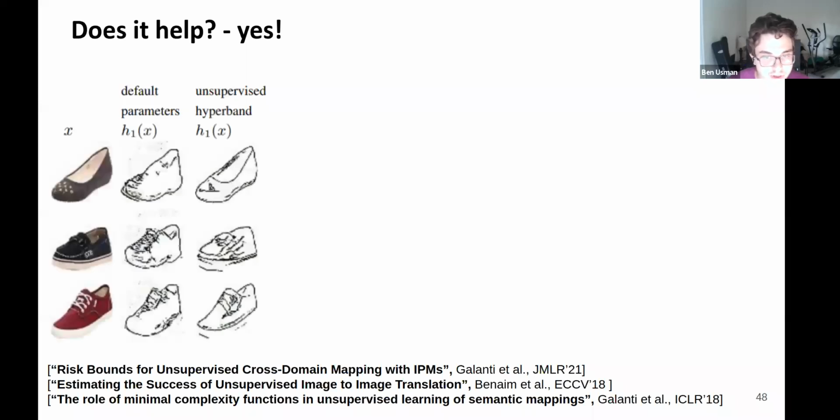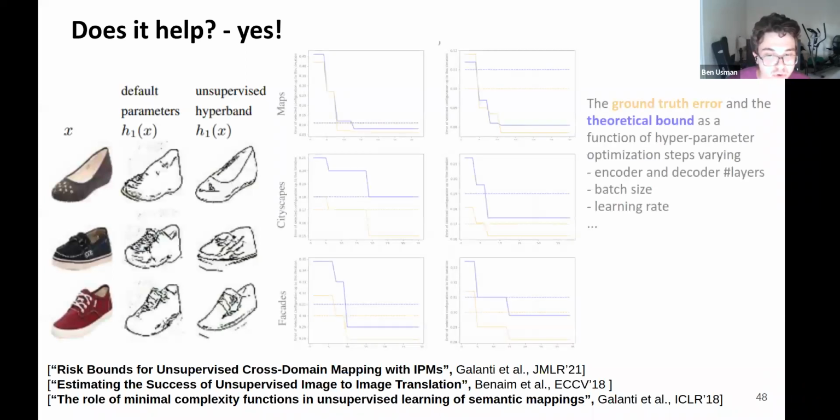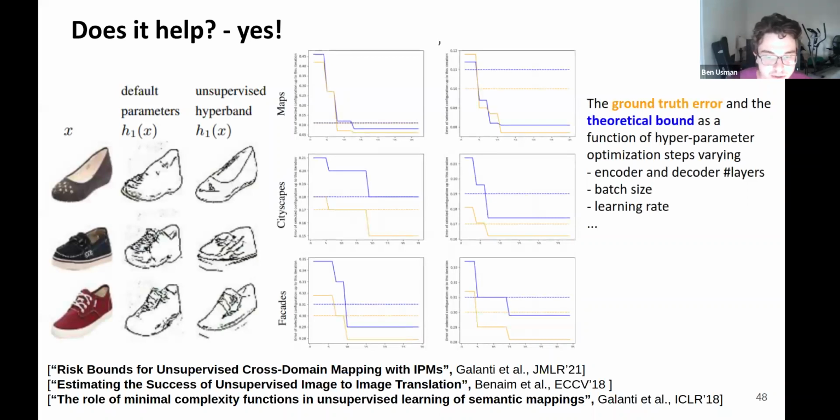And indeed, they look at this unsupervised many-to-one task of predicting shoe outlines from input images. The model with hyperparameters chosen using the aforementioned bound results in outlines that seem to better match the input image. Moreover, if we compare this bound to the actual prediction error on some datasets for which we happen to know the ground truth, we can see that indeed, over the course of hyperparameter tuning, this bound in orange agrees with the true error in blue fairly well up to an additive constant.